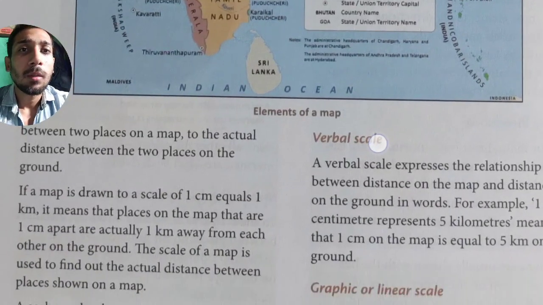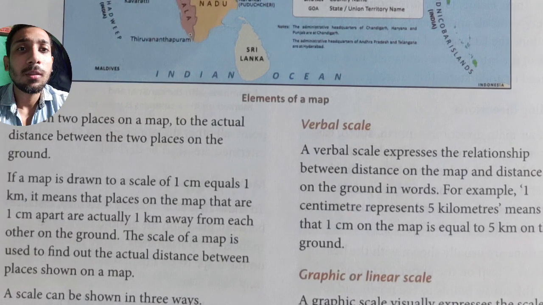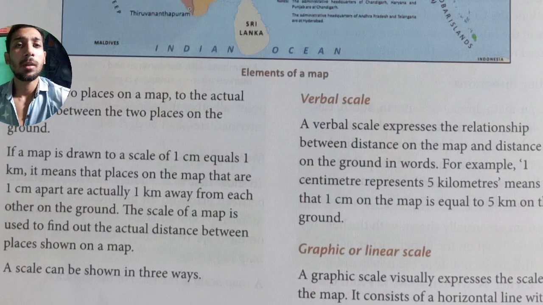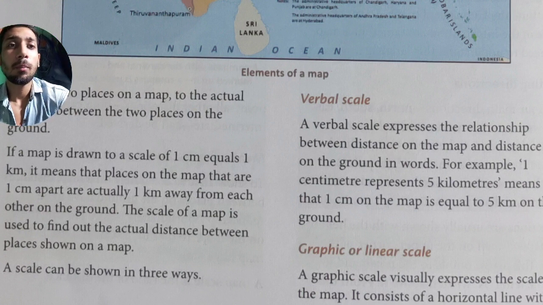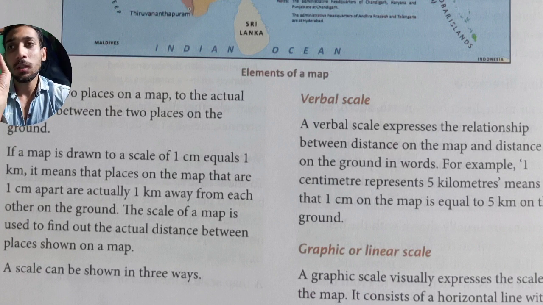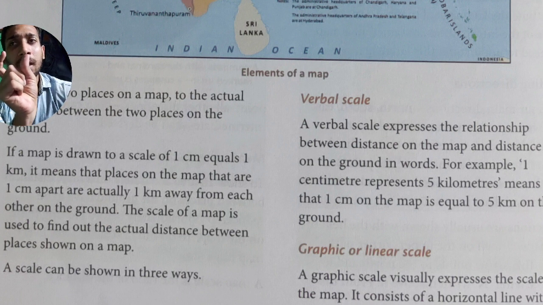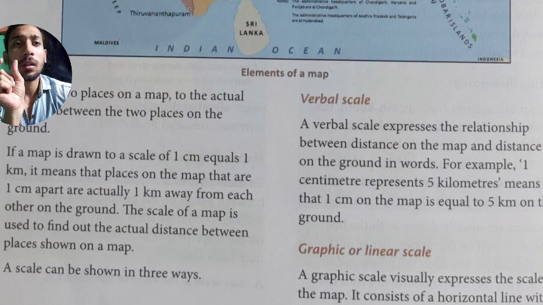A map scale relates the distance between two places on a map to the actual distance between two places on the ground. If a map is drawn to a scale of 1 centimeter equal to 1 kilometer, it means that places on a map that are 1 centimeter apart are actually 1 kilometer away from each other on the ground. Like if we have plotted two things on the map, the first located over here and the second over there, and the distance between them is 1 centimeter, and on the map we are reading there is a map scale which clearly says that 1 centimeter is equal to 1 kilometer.